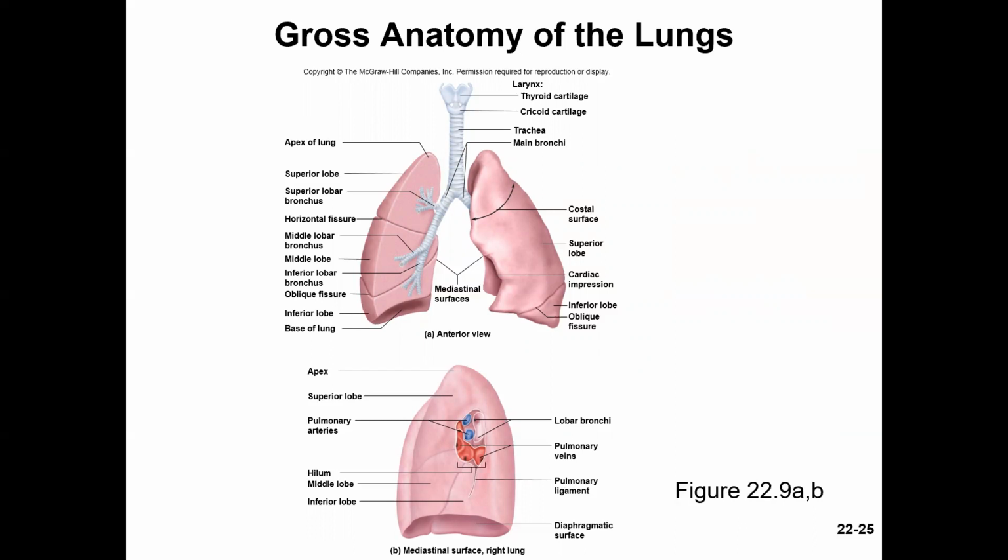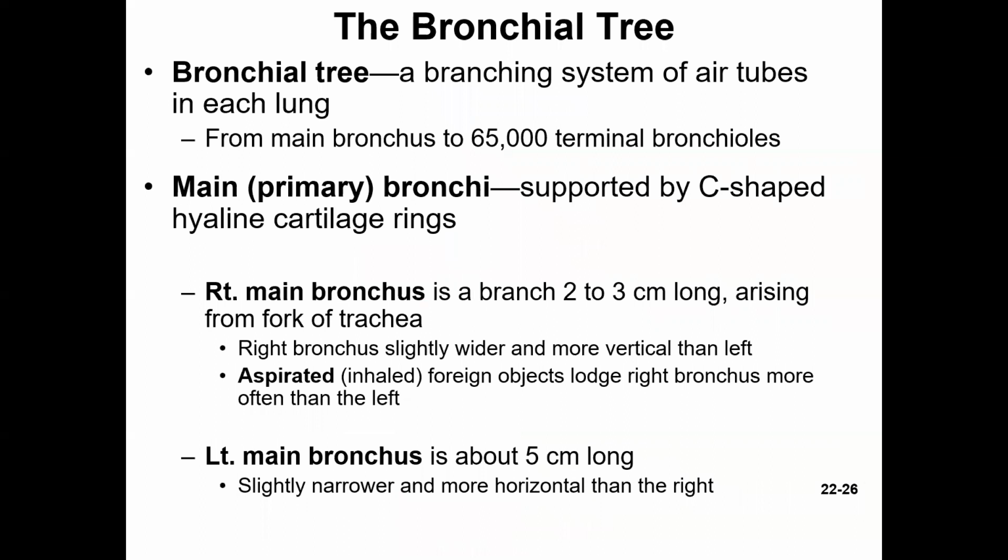In the lower view, we're looking at the mediastinal surface of the right lung. We can see the pulmonary arteries, the pulmonary veins. We see the surface. The base of the lung is going to sit right on that diaphragm. And the apex is the point, just like in the heart. We saw the apex of the heart was the pointed portion.